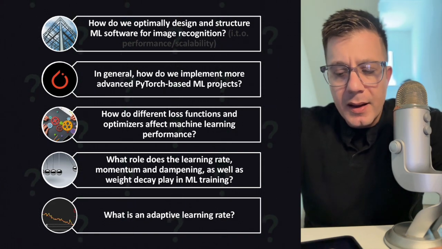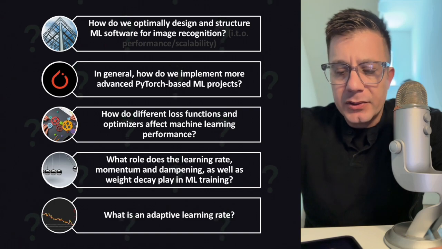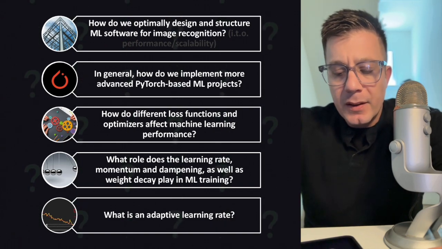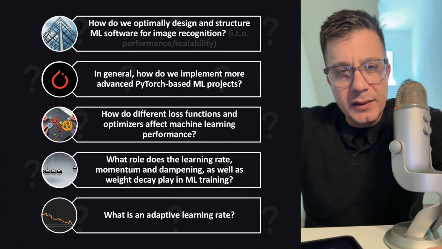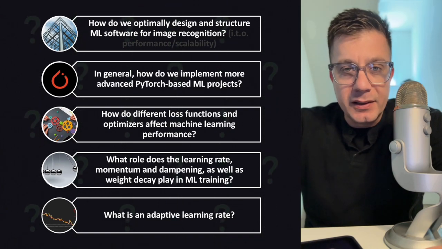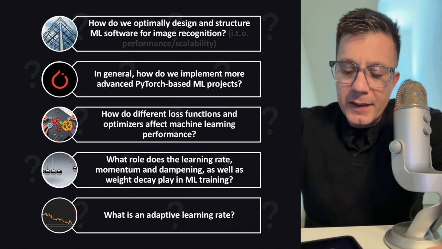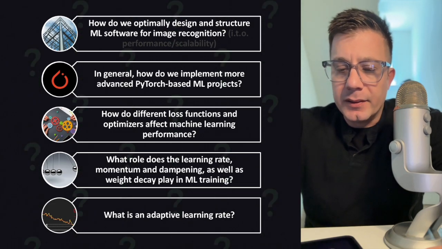Third question being, how do different loss functions and optimizers affect machine learning performance? Fourth being, what role does the learning rate, momentum and dampening, as well as weight decay play in machine learning and the success rate of that machine learning algorithm? And then fifth, what is an adaptive learning rate?